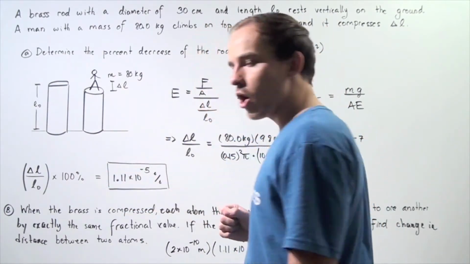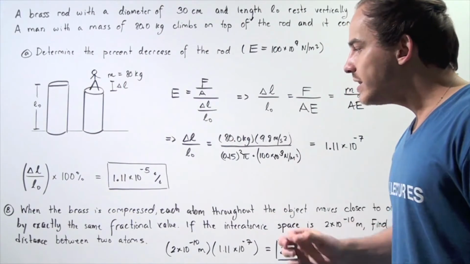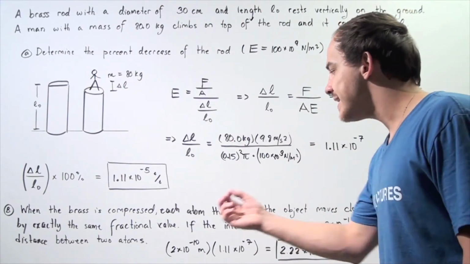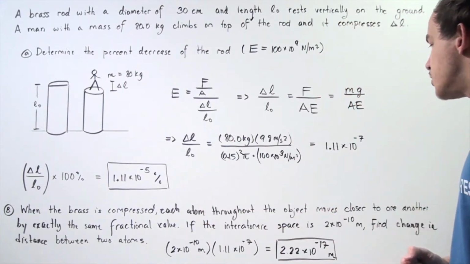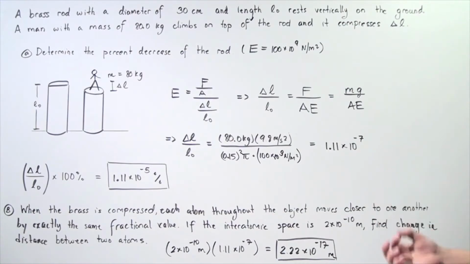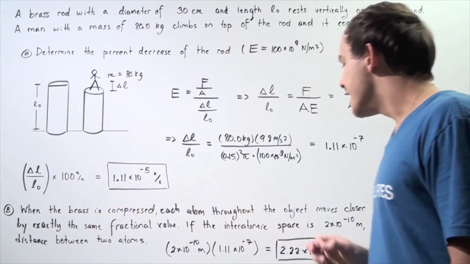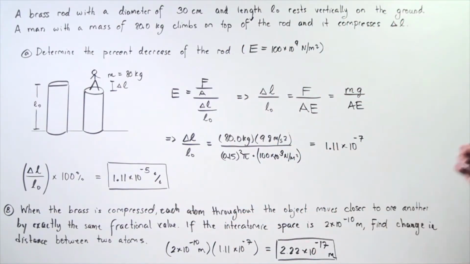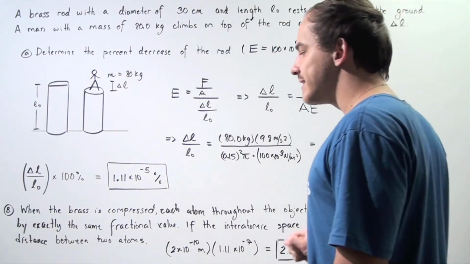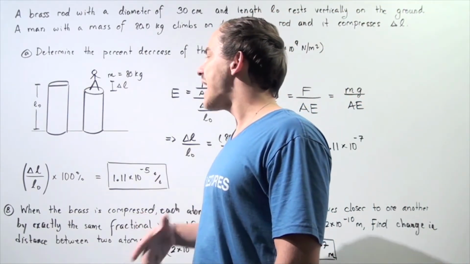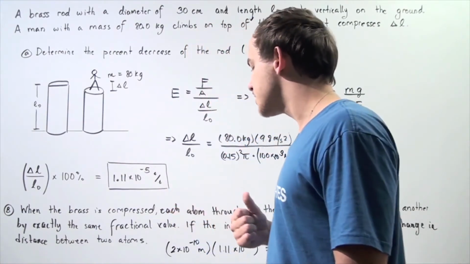Now let's move to part B. When the brass is compressed, each atom throughout the brass rod moves closer to one another by exactly the same fractional value. Now, if the interatomic space between any two atoms is initially 2 times 10 to the negative 10 meters, find the change in distance between any two atoms after our object compresses.